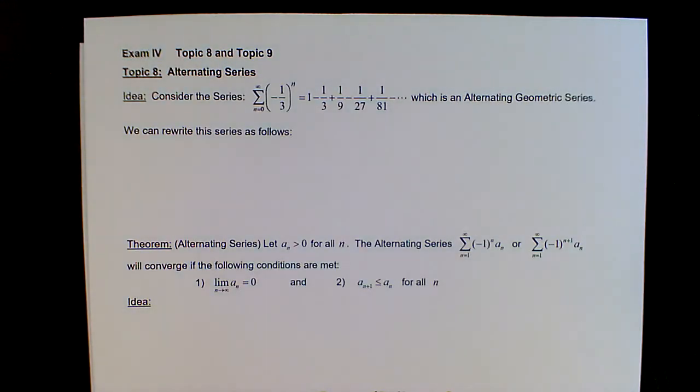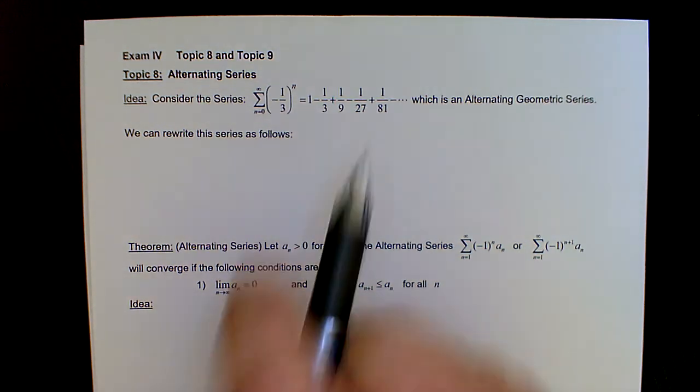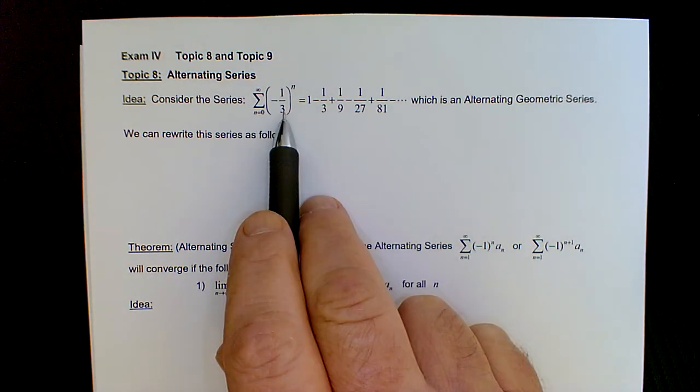Hello everyone. This is topic 8 and topic 9 for exam 4. Topic 8 is alternating series. So as the name suggests, terms of the series would alternate.